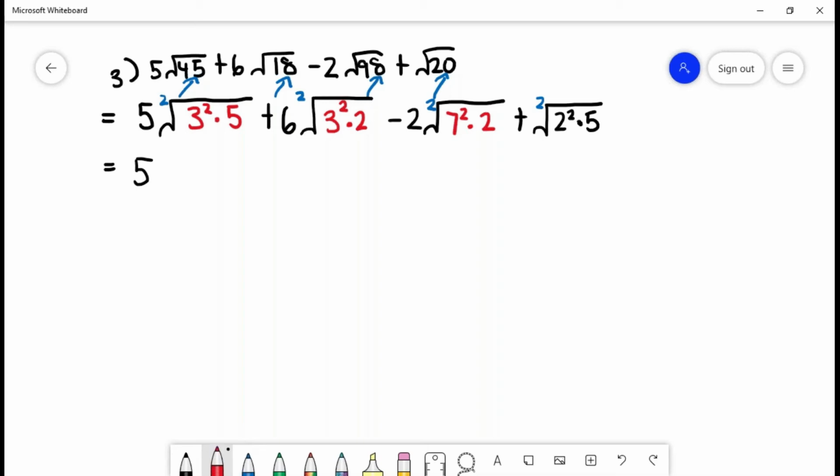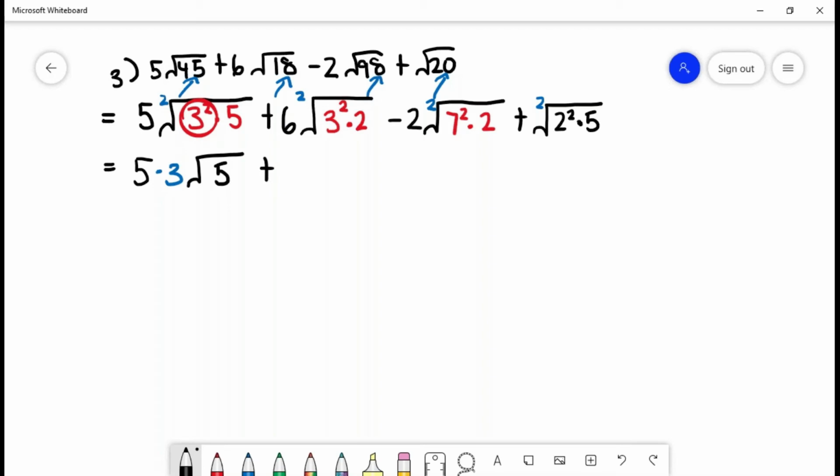So we have a group of 2 3's here. So that 3 will belong on the outside of the radical. Since we already have a 5 on the outside of the radical, that gets multiplied with the 5. And all we have left is a 5 inside.